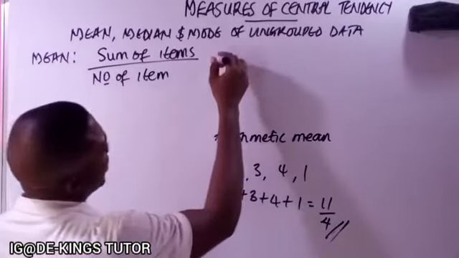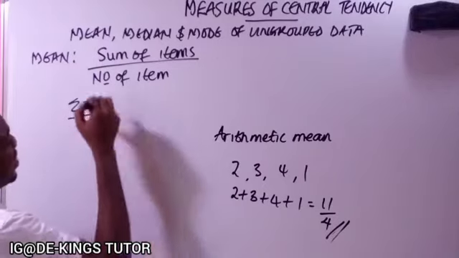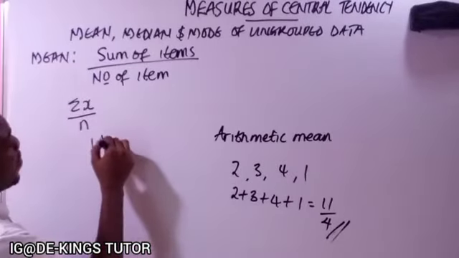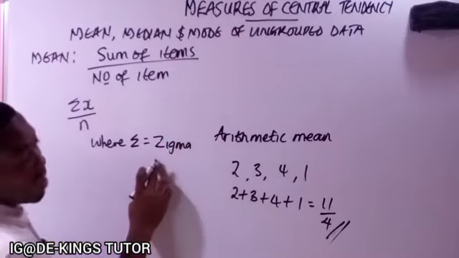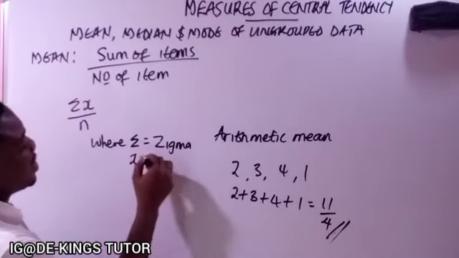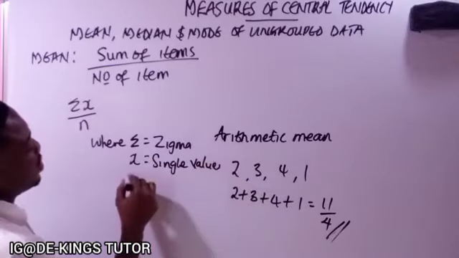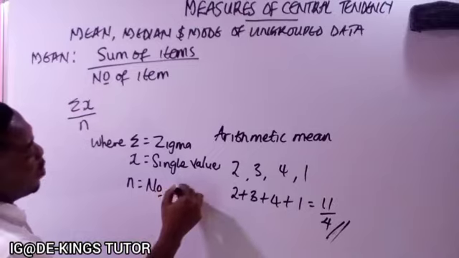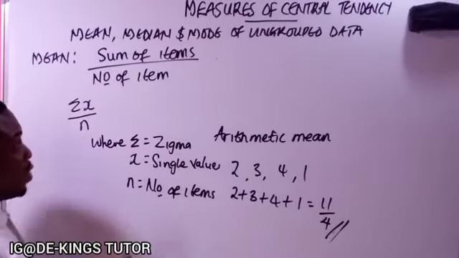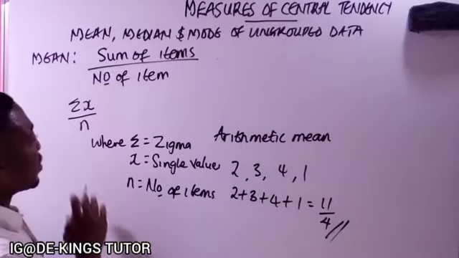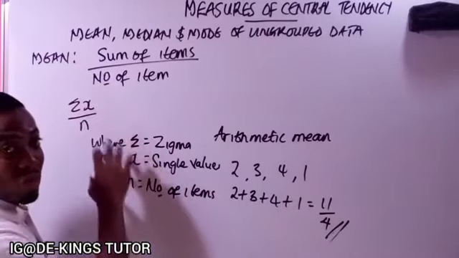Or it can be given as sigma x over n, where the symbol sigma stands for summation, x is a single value, and n means the number of items, or the number of observations. This is for ungrouped data that doesn't have frequency.